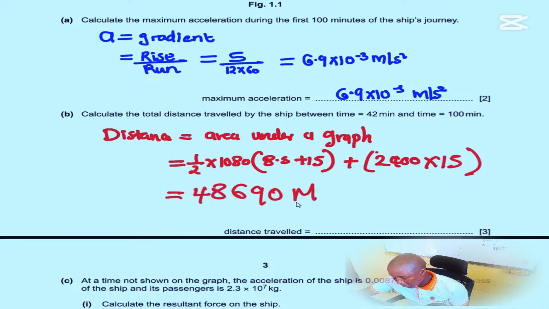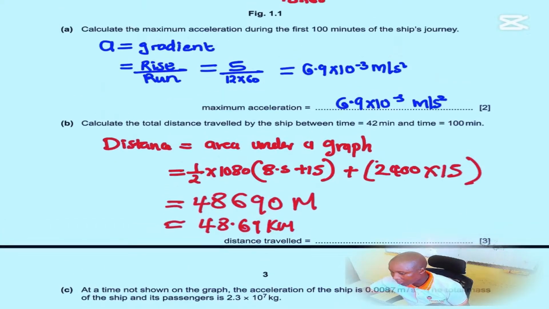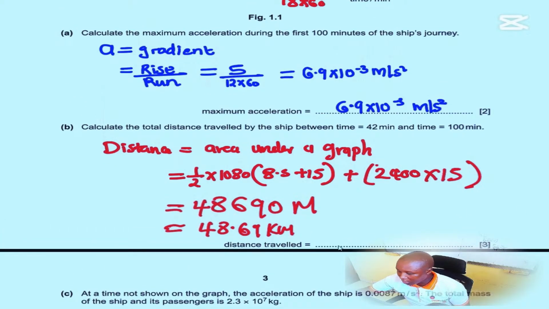So the total distance becomes 48,690 meters. And in the event you are asked to convert meters to kilometers, you need to divide by 1,000, and that becomes 48.69 kilometers. So this question did not really specify in which unit you are to give the answer, so you can decide and give it as 48.69 kilometers.